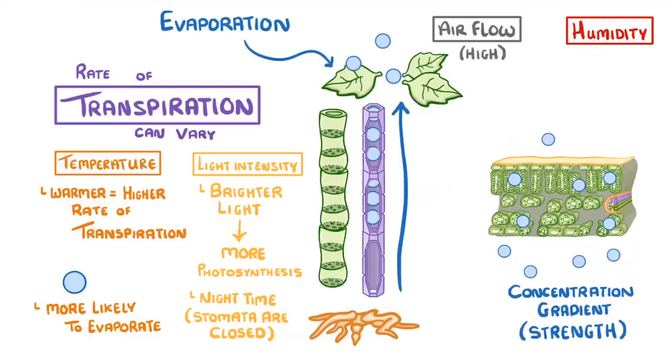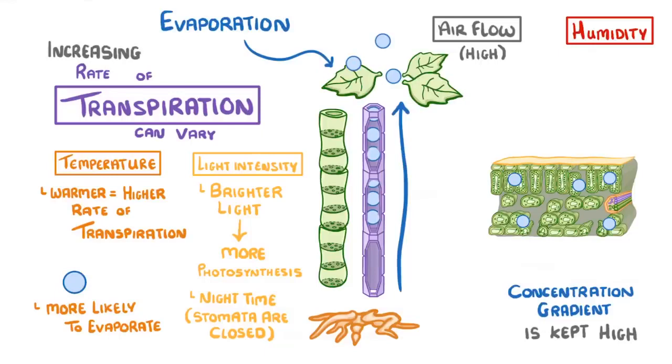When airflow is high, for example it's really windy, then the water molecules that leave the leaf are quickly going to be blown away. And so the concentration gradient between the inside and outside is going to be kept high, increasing the rate of transpiration.